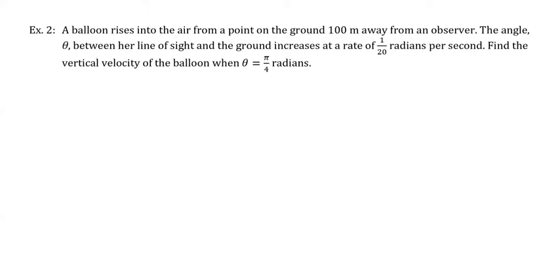A balloon rises into the air from a point on the ground 100 meters away from an observer. The angle theta between her line of sight and the ground increases at a rate of 1/20 radians per second. That's not 1/20th of a revolution. That's 1/20 radians. So it's giving us the value. Okay. Find the vertical velocity of the balloon when theta is pi by 4. What makes that special? Theta is pi by 4. Again, last question didn't give us theta. This one does. Just happens to.